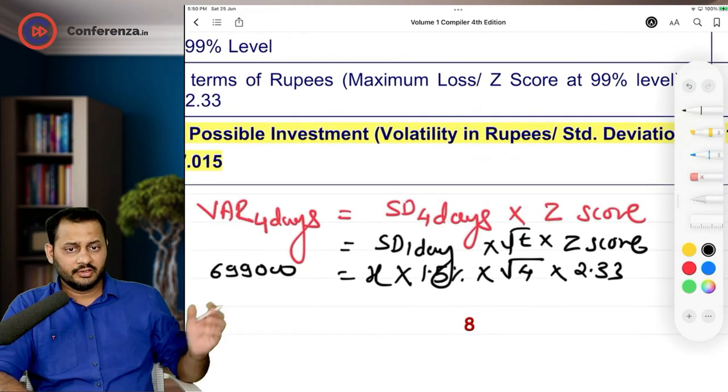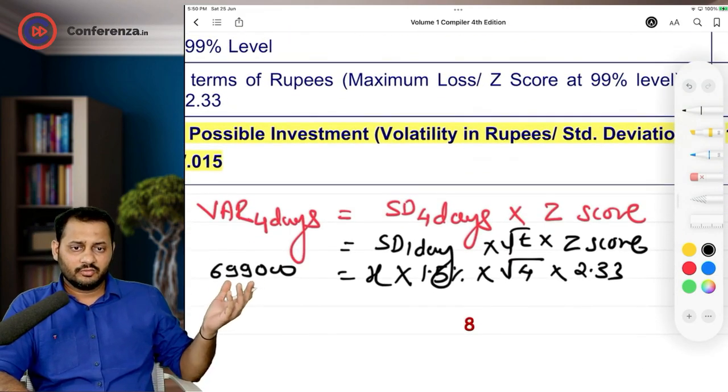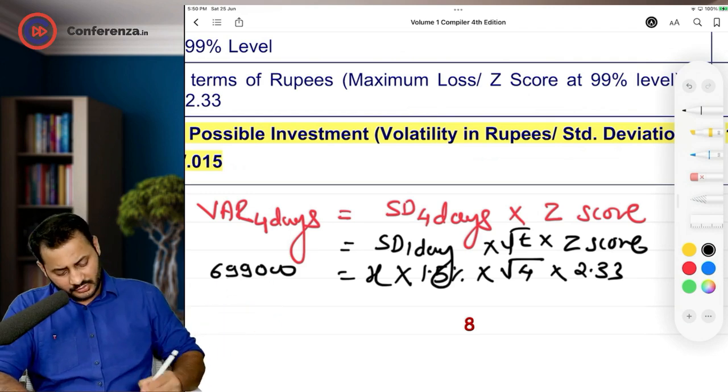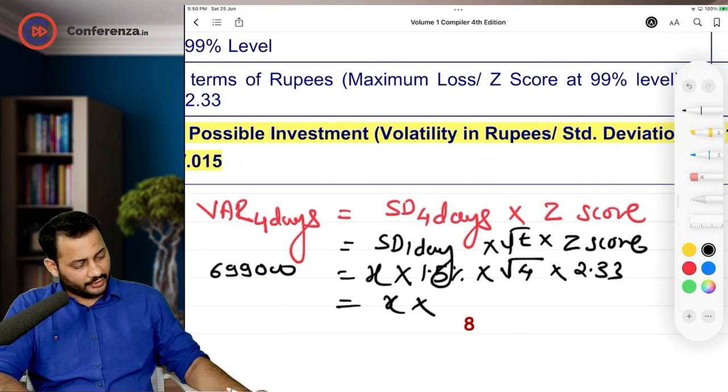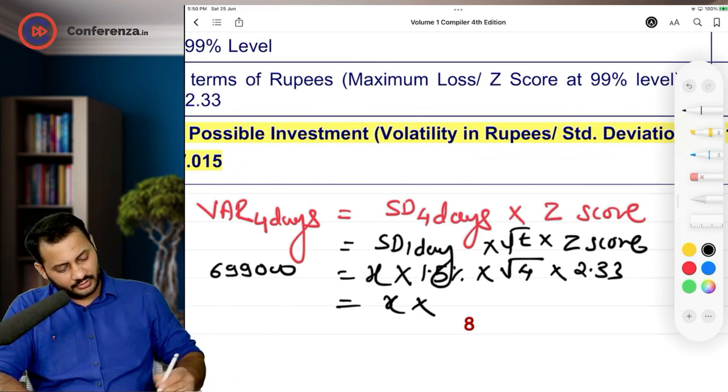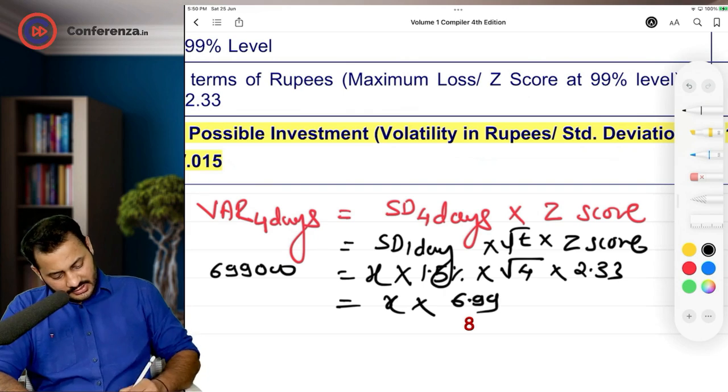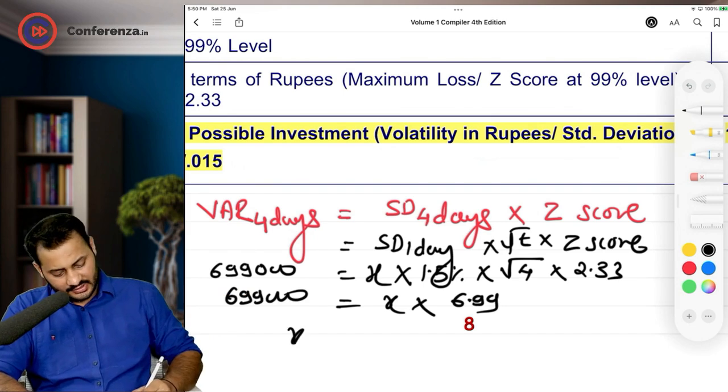Now, just give me an answer. What is it that I need to explain from this step onwards? The only thing to do is the mathematics. Now you just do the calculation and you will get x. So x into square root of 4 into 1.5 into 2.33 equals 6.99. 6,99,000 on this side, 6.99 on that side. x is equal to 1 crore.